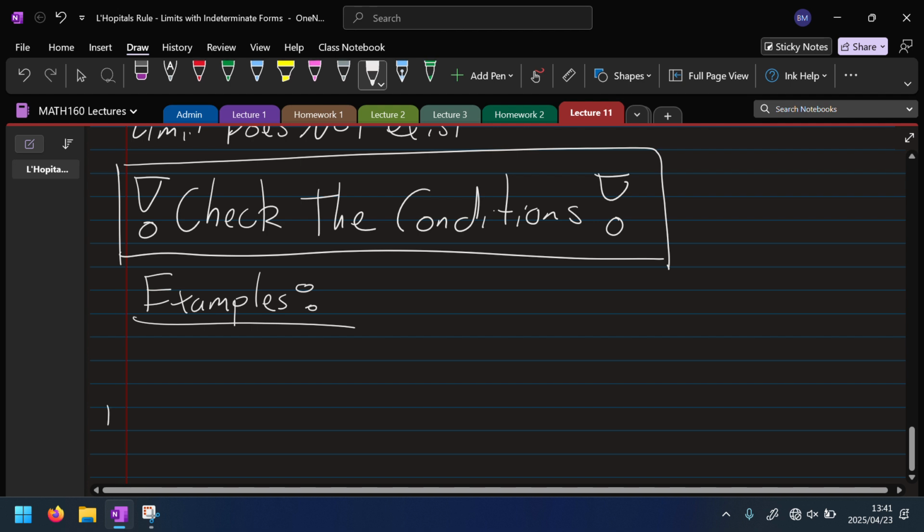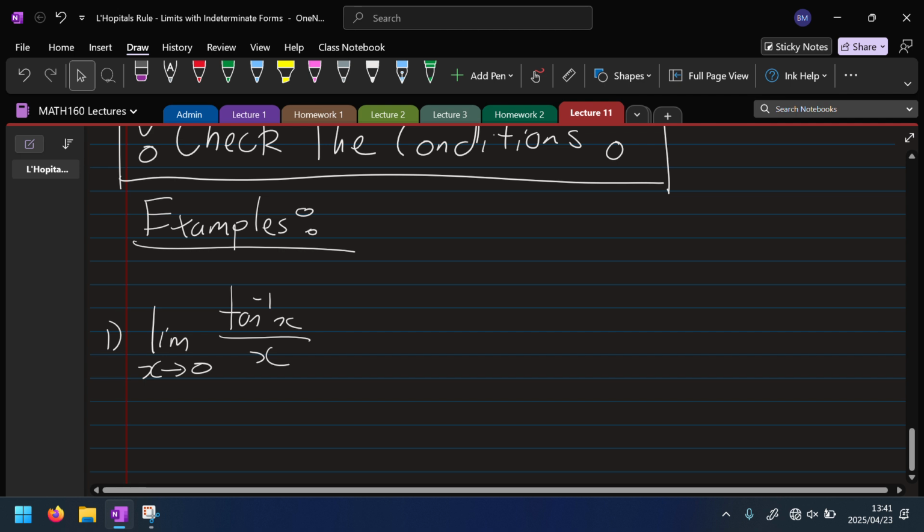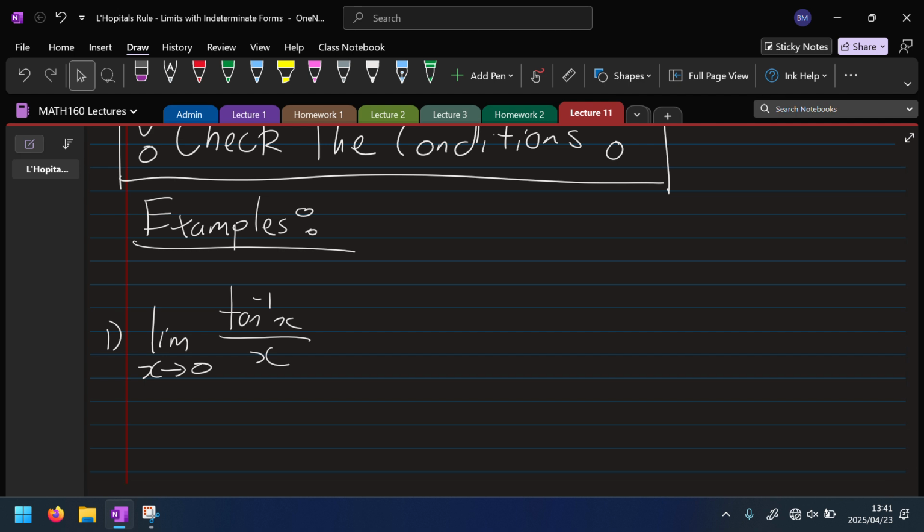Okay, number 1, we have the limit as x goes to 0 of arctan of x over x. So I'll check the first 2 conditions, and then you can do the next 2 for homework. And for the rest of them, I'll point out some of the important conditions, and then the rest I'll leave for you. Okay, so first condition, do we get 0 over 0?